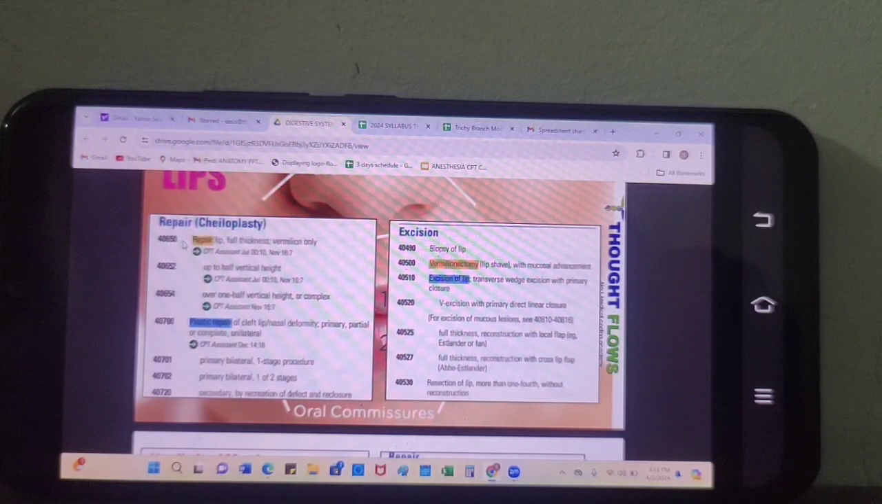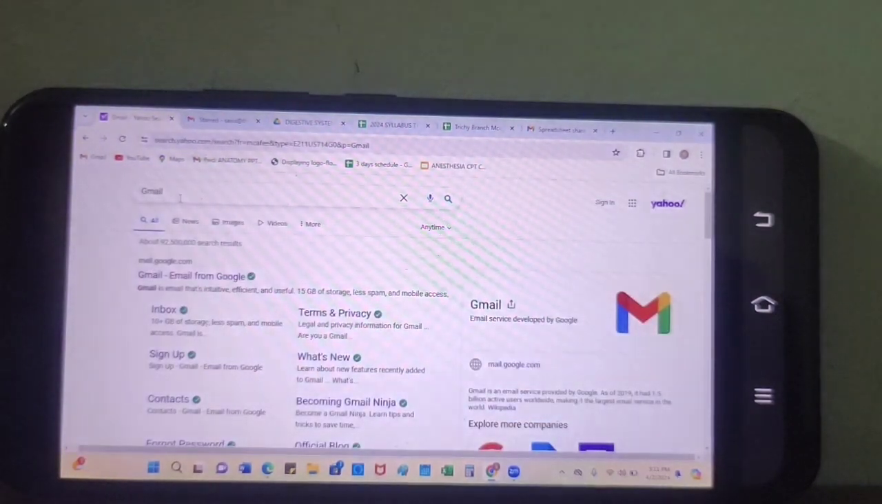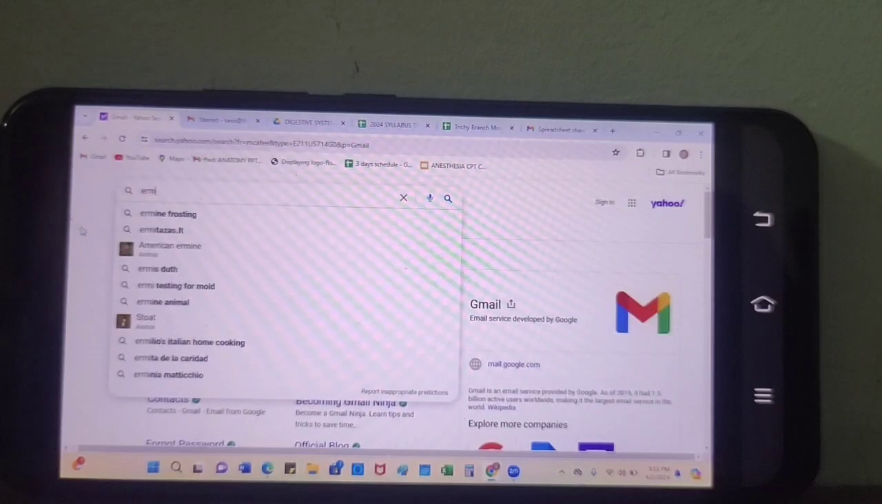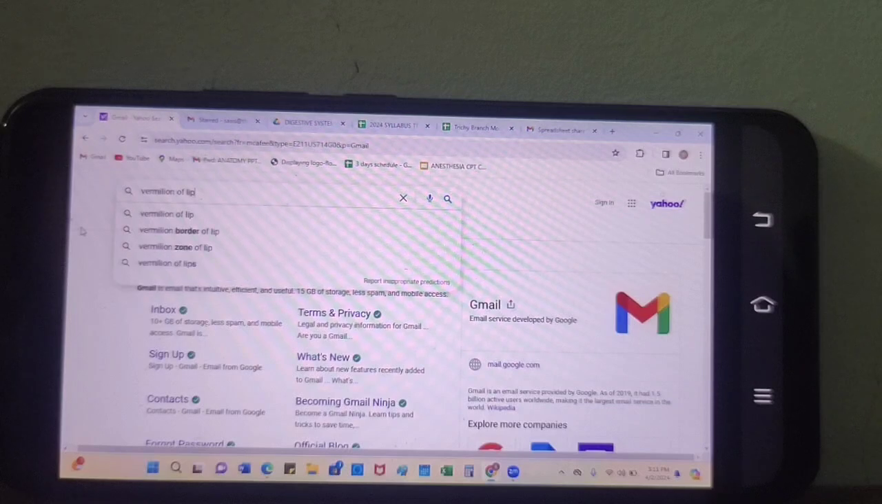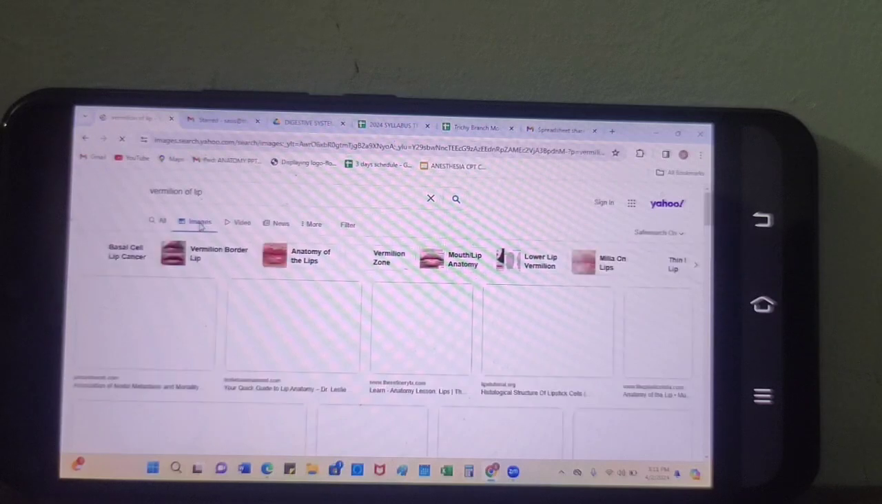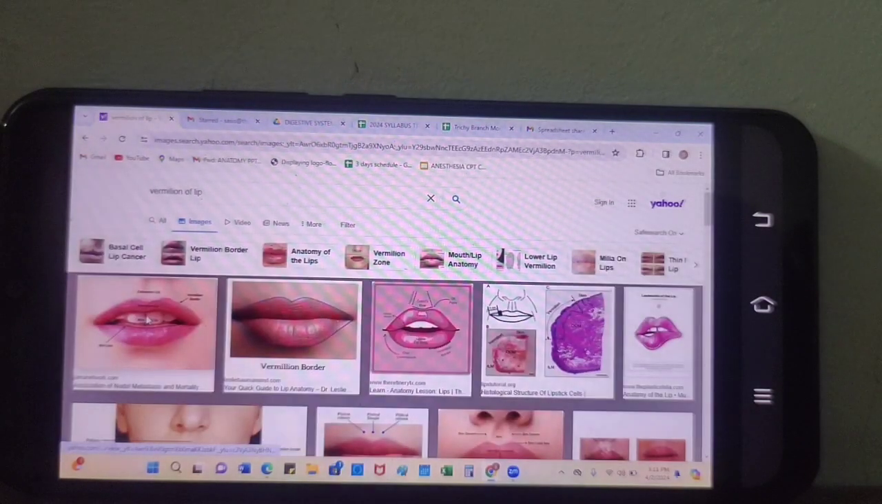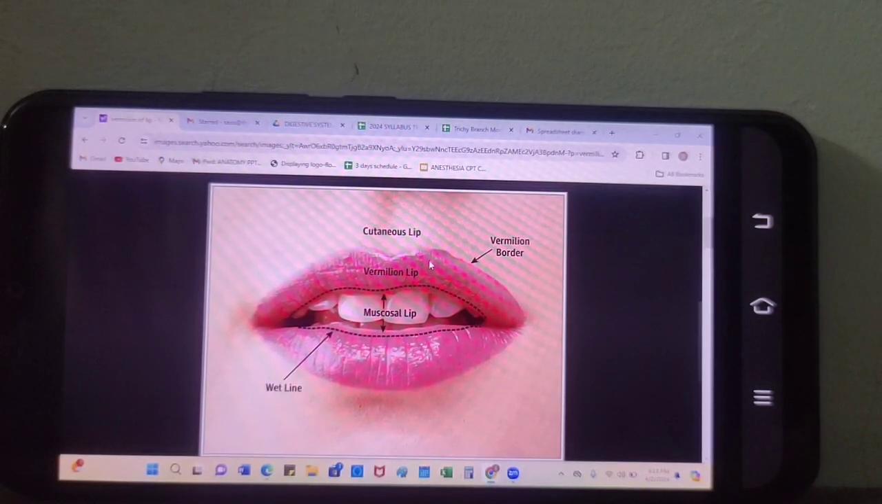For 40650, one half vertical height or over one half vertical height. See that? This is a vermilion, the vermilion border and the vermilion. So repair of one half vertical height or full half vertical height. Repair means suture.